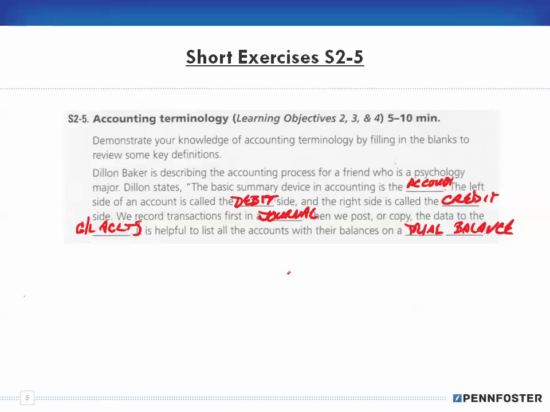And just like for general ledger, we abbreviate G/L. Trial balance, we abbreviate T/B to represent the trial balance. And again, the trial balance is nothing more than a listing of the general ledger accounts and the balances in those accounts.